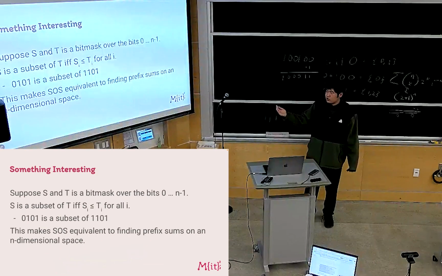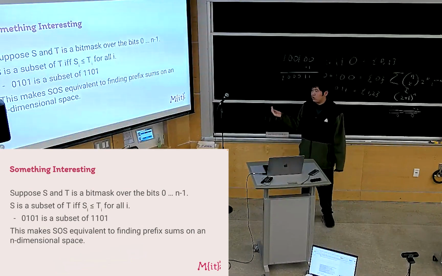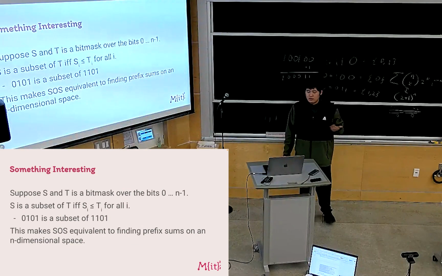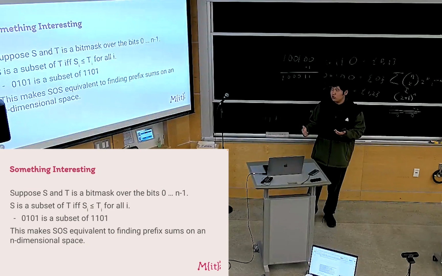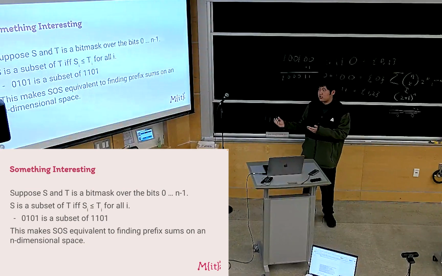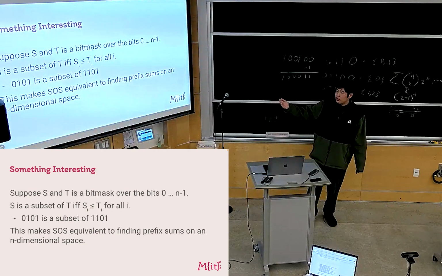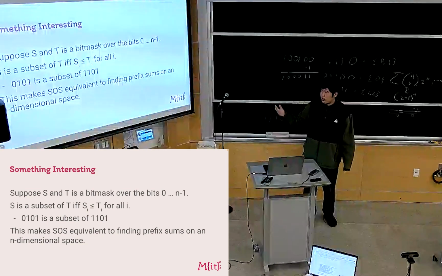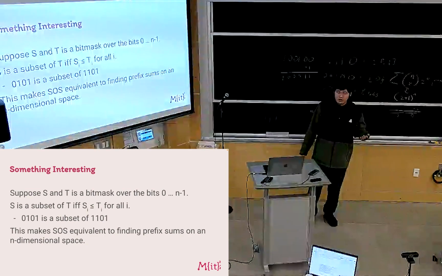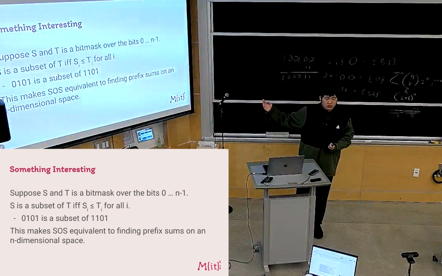The reason this is true is, suppose S and T are both bit masks over the bits 0 to n minus 1. Then we can say that S is a subset of T if S of i, the Boolean, 0 when S doesn't contain i and 1 when S contains i, is less than or equal to T of i for all i. So it makes sense that SOS is actually equivalent to finding the prefix sum array over an n-dimensional space where all the dimensions have size 2. Does this make sense?